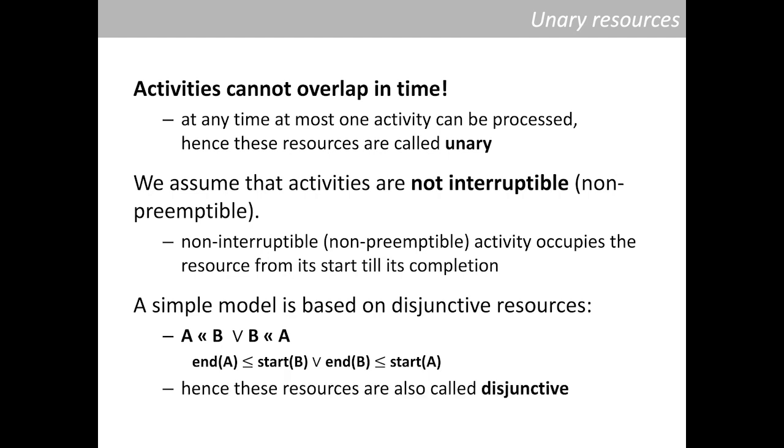So I already described how we can encode a unary resource as a constraint. It means that either A is before B or B is before A. That's also the reason why unary resources are sometimes called disjunctive resources. But the problem with this constraint is that it does not propagate very well. So therefore, better techniques to describe unary resources have been proposed. And I will show you one of the most popular, which is called edge finding.